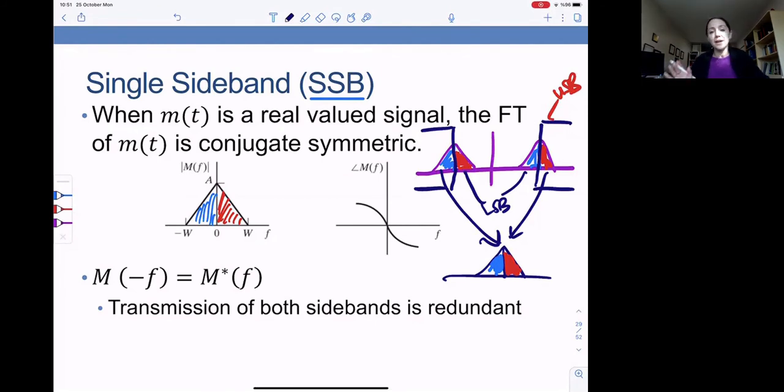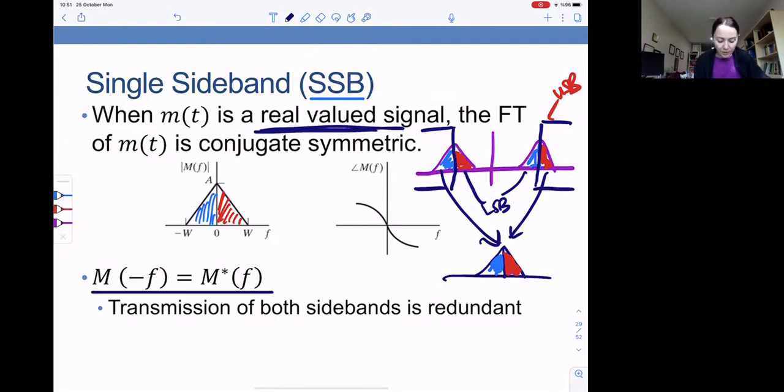Of course, everything I said is only for a real valued signal. If your signal was not real valued, then the spectrum wouldn't be symmetric like this, wouldn't be conjugate symmetric like this, and we wouldn't be repeating information in both sidebands. But at the moment, we're talking about real valued signals. So as you know, when M of t is real, the Fourier transform is conjugate symmetric. And as I said, the transmission of both sidebands is redundant.